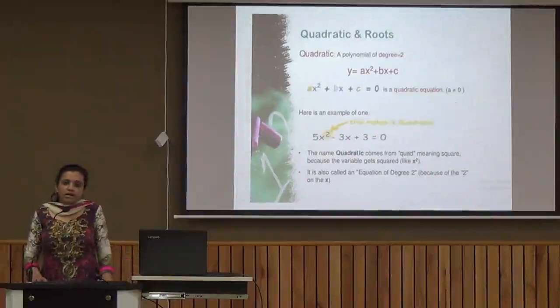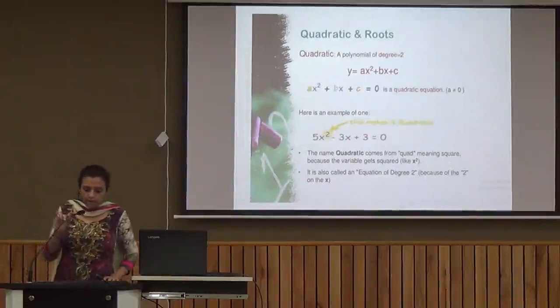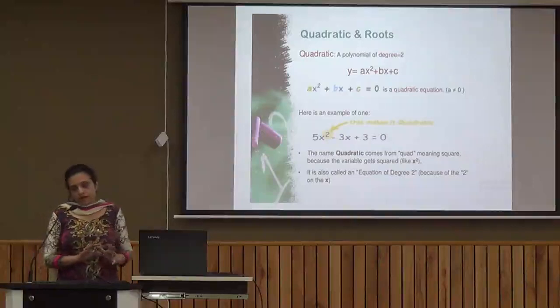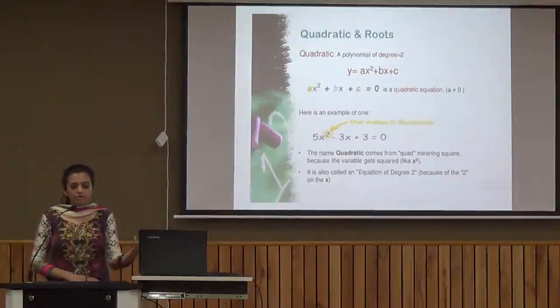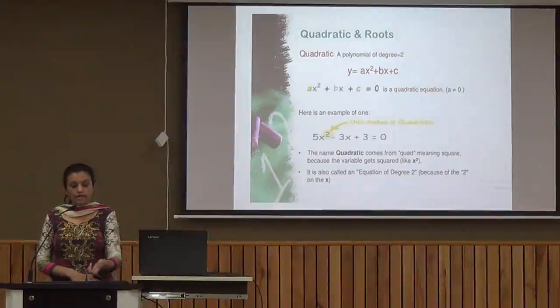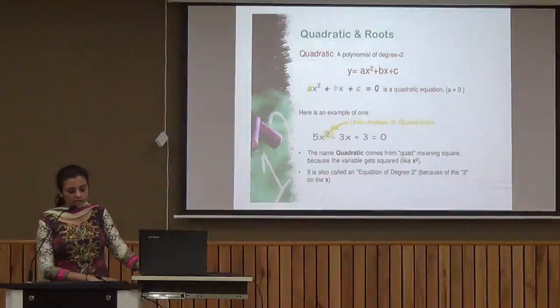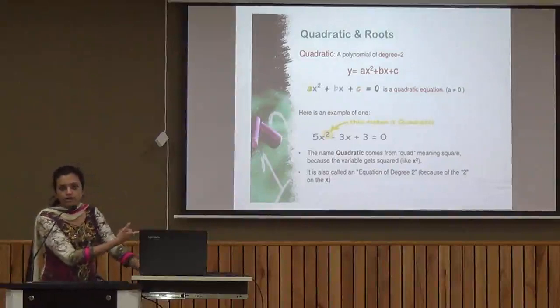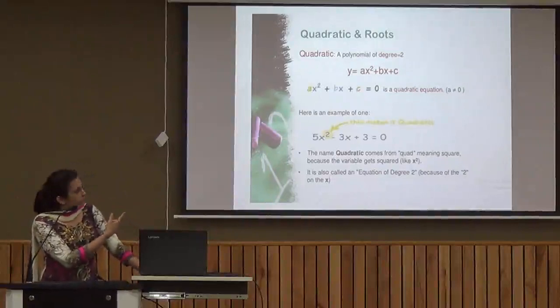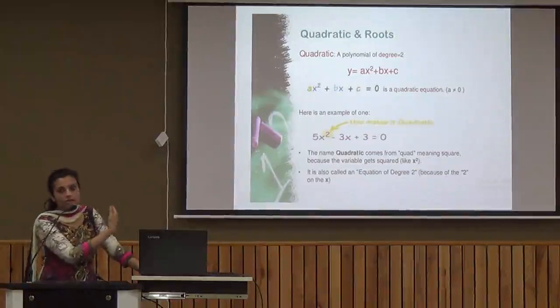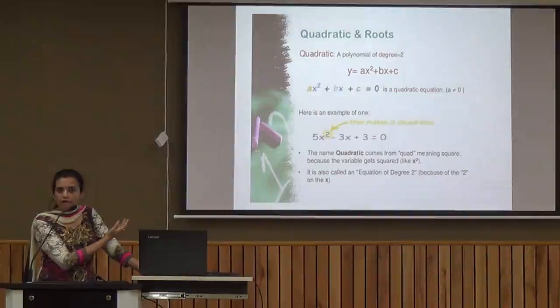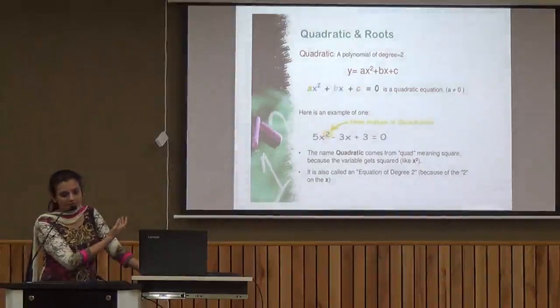Then let's move on to quadratics and roots. Now children, we've already studied in our previous chapters that whatever is the degree of the equation, we have at least that many terms. That is, for a quadratic polynomial of degree 2, y equal to ax squared plus bx plus c, if you put it equal to 0, then you get ax squared plus bx plus c equal to 0. It is a quadratic equation. Now just see, it's always mentioned a not equal to 0. Remember? What will happen if a is equal to 0? Yes, it will become a linear equation.